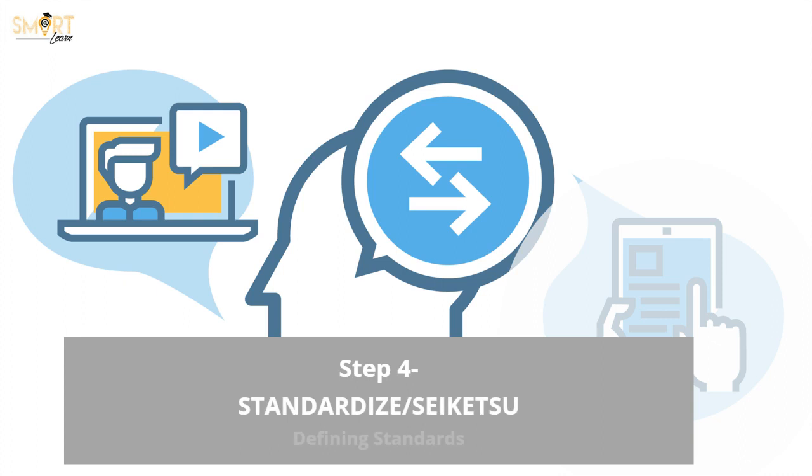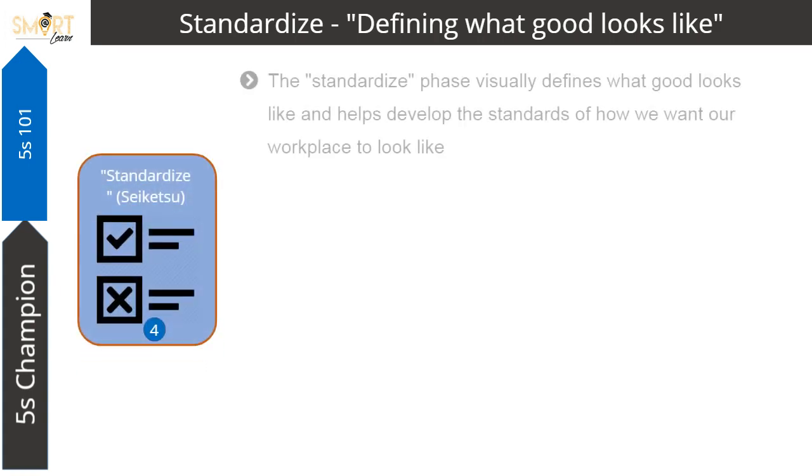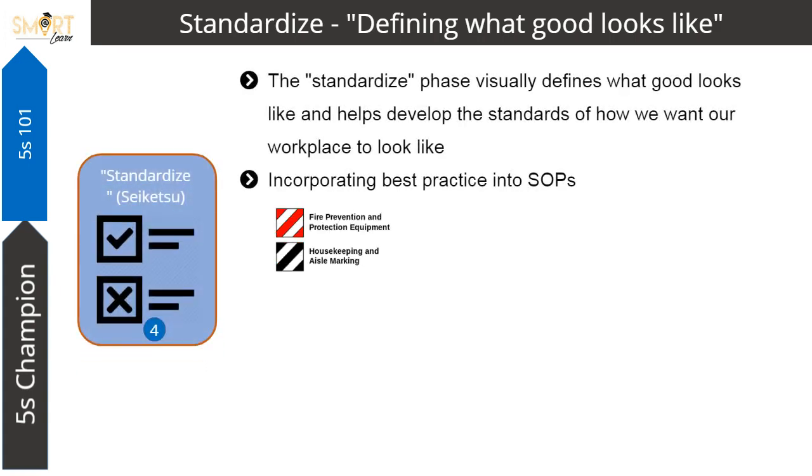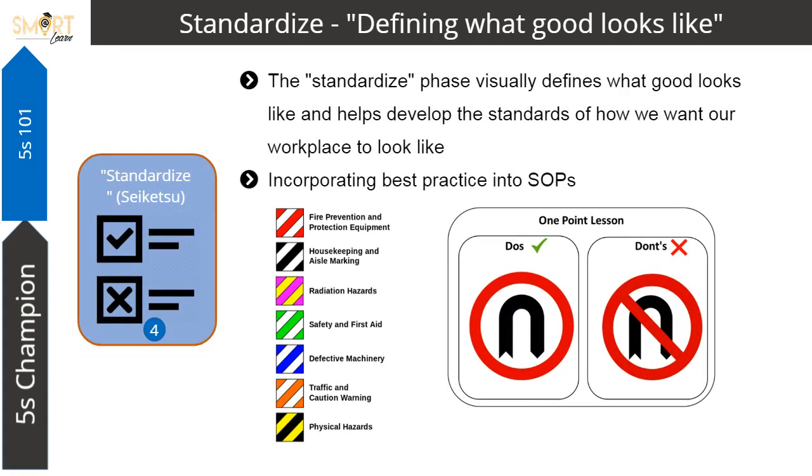Step 4. Standardize, or seiketsu. Defining standards. Standardize, or seiketsu. The standardize phase visually defines what good looks like and helps develop the standards of how we want our workspace to look, incorporating best practices into SOPs.